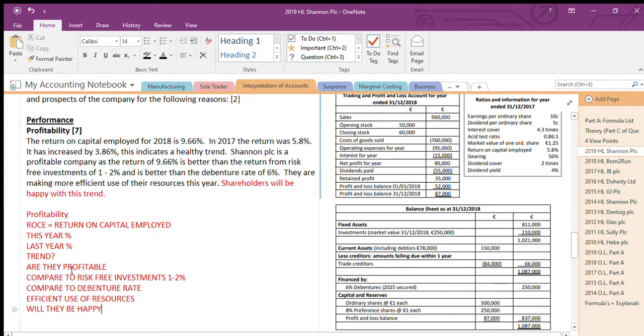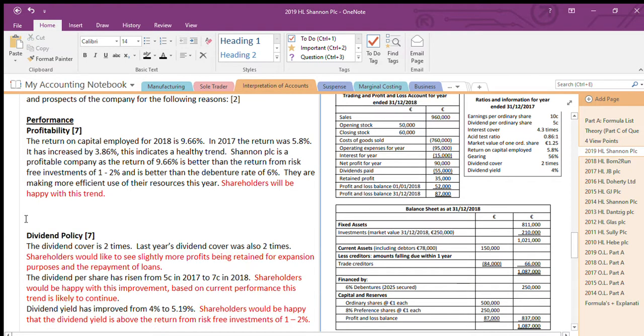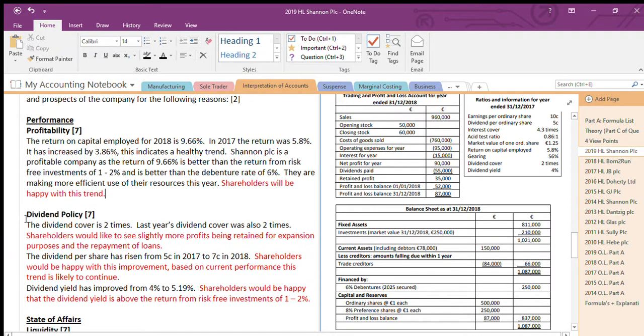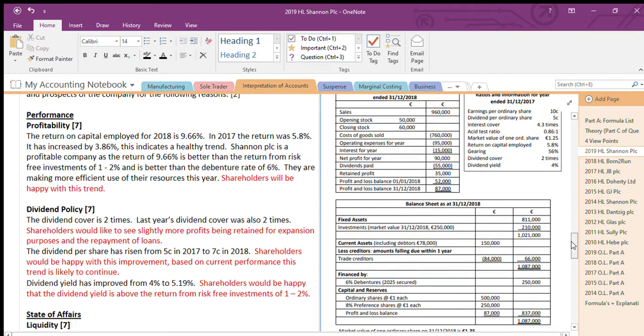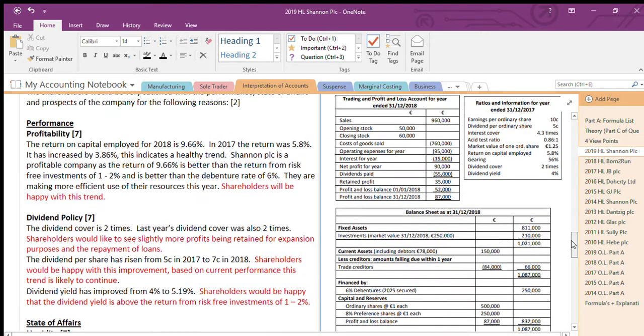I'm going to take this out now and just go back to the second paragraph. The second paragraph here is on our dividend policy. So this is the second one I'm going to cover here. For dividend policy, there are 3 formulas that I'm going to look closely at, and you can get a hint as to what you'll need to write about.